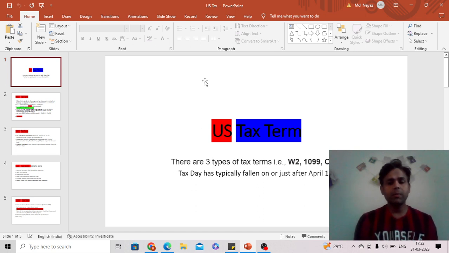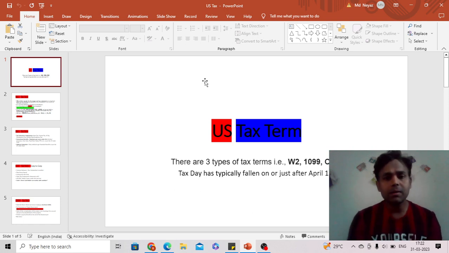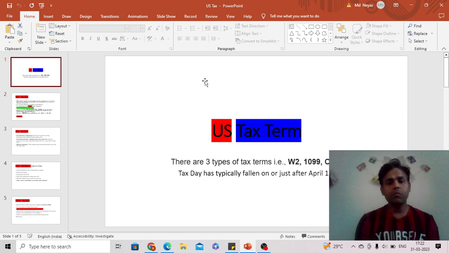And so guys, today I'm going to talk about the US tax terms, right? What are the tax terminologies for which visa? So there are basically three types of tax terms, and they are for all the non-immigrant and immigrant workers who are working in the USA. These three tax terms come under all the visas, right? The first one is W2, another one is 1099, and another one is C2C, right?